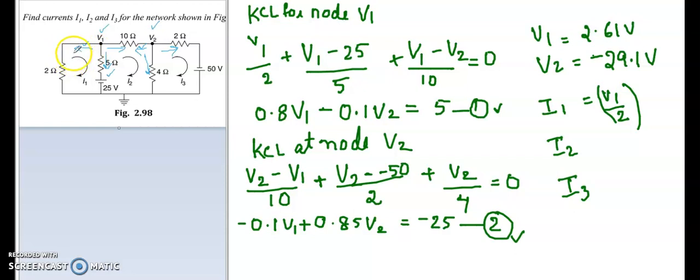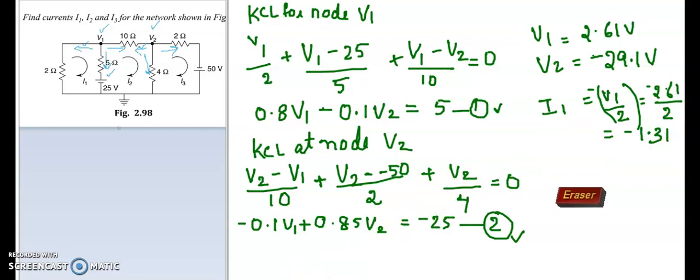The question is to find I1, I2 and I3. I1 in the question is mentioned like this, so it should be in the opposite direction to this current. That is why I'm going to put a minus sign here. That is minus of V1 by 2, equal to minus of 2.61 divided by 2, that is equal to minus 1.31. So that is I1.